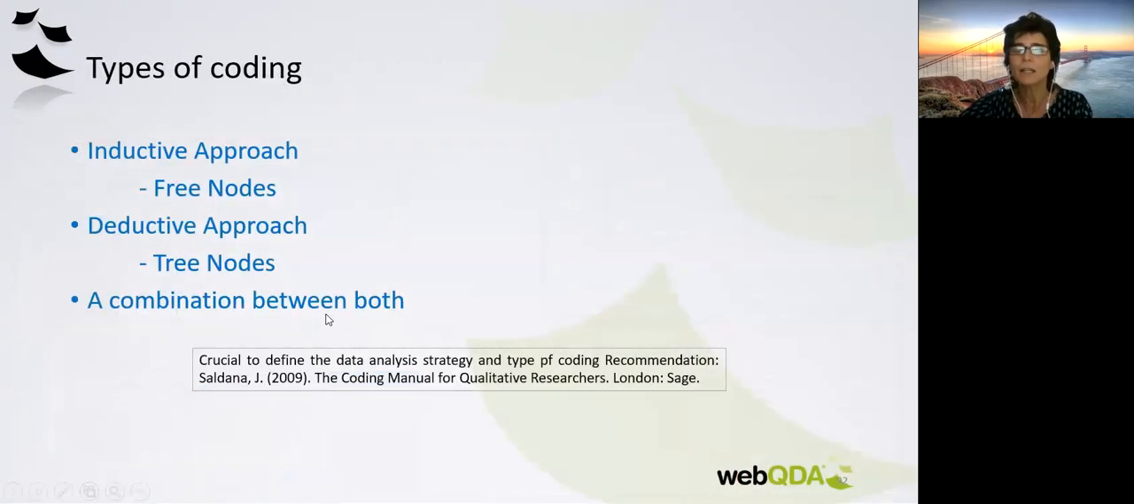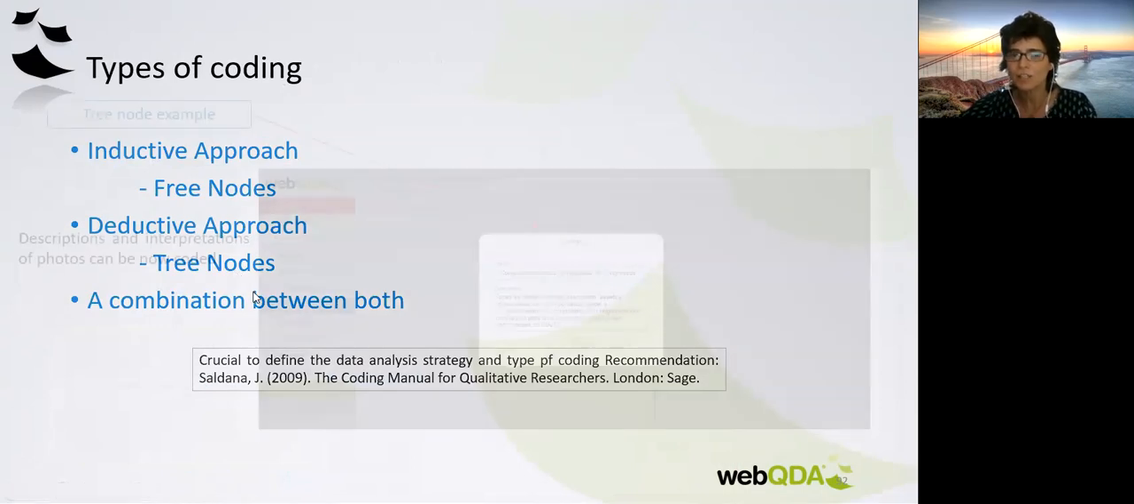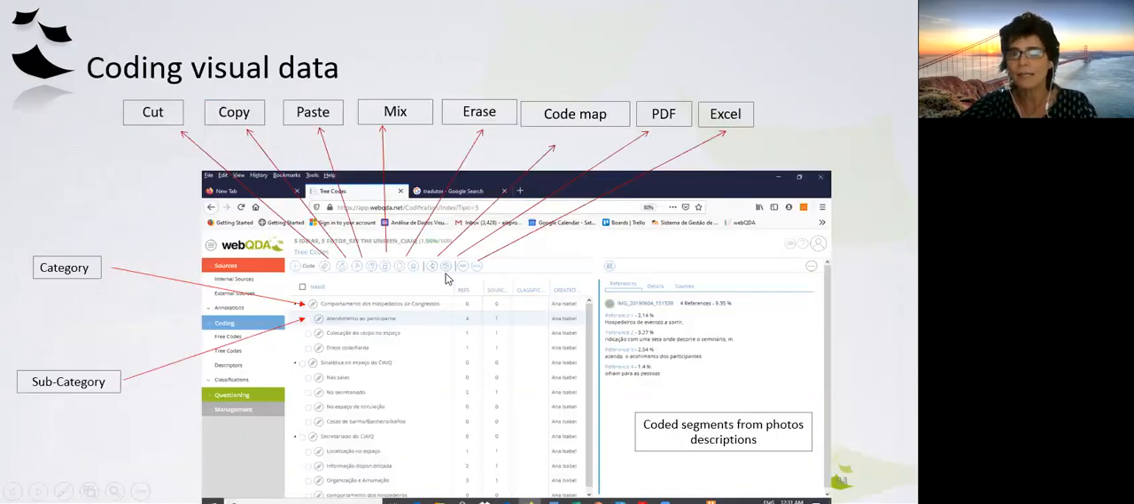And then we can start to code the pictures in the software. And then we can have three codes, and the combination of both. This is just a screenshot where we can very easily cut, and we can create our categories. So it depends if we are using a more deductive approach or an inductive approach.